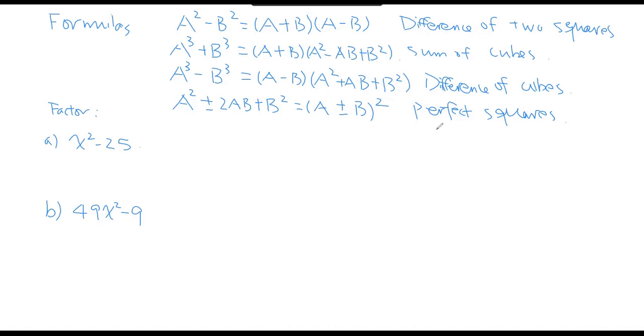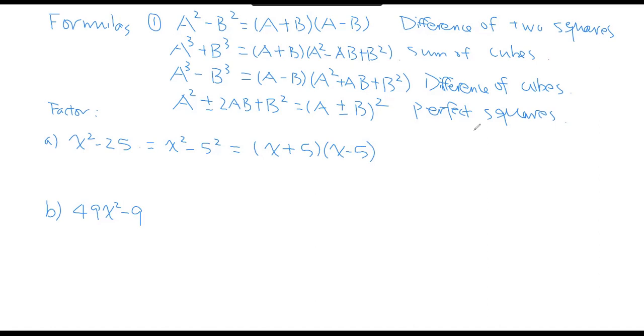The first one: whenever you see the difference of two squares, let's say we have x squared minus 25, and 25 is 5 squared. So here a is x, and b is 5, by the first formula. So we have x plus 5 times x minus 5. Whenever you have a difference of two squares, you can always use this formula.